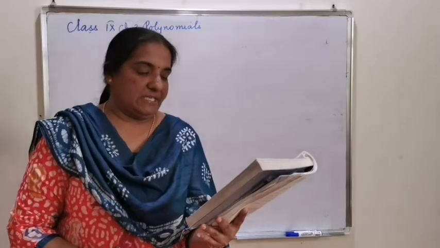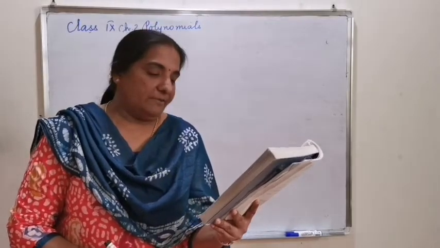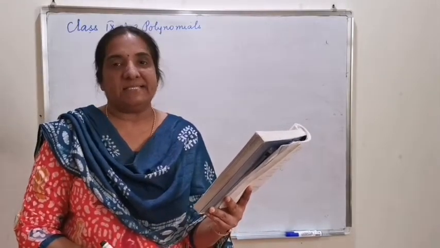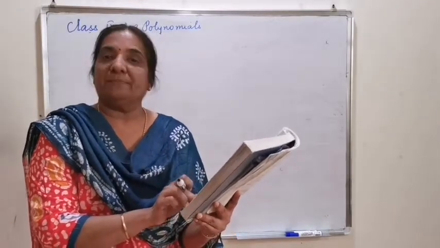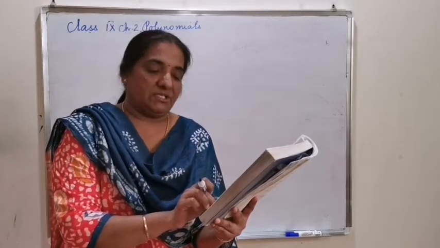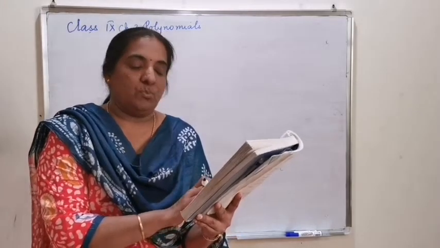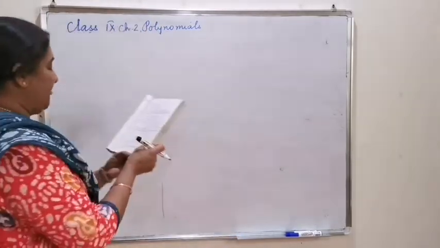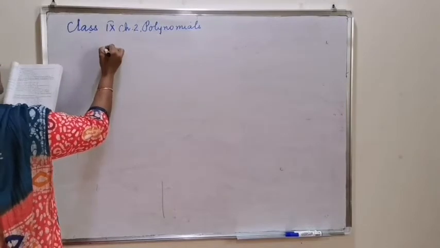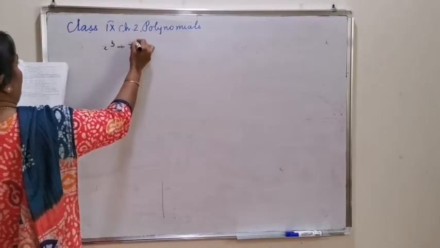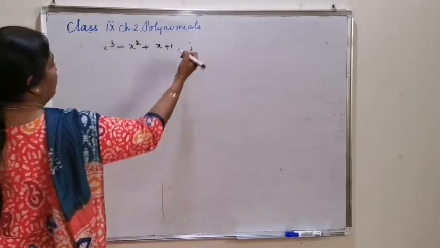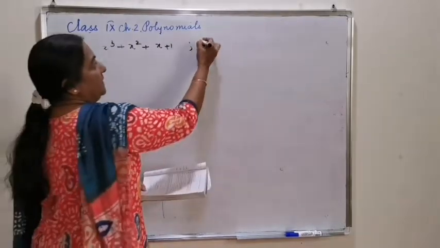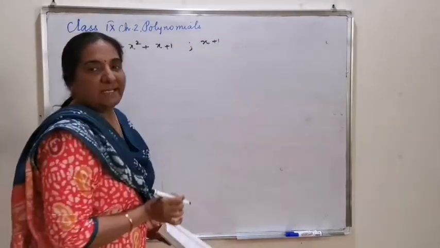Point 4, question number 1. Determine which of the polynomial has x plus 1 as a factor. There are 4 subdivisions. I will just work out question number 1 and 4. x cube plus x square plus x plus 1. We have to check whether x plus 1 is a factor.